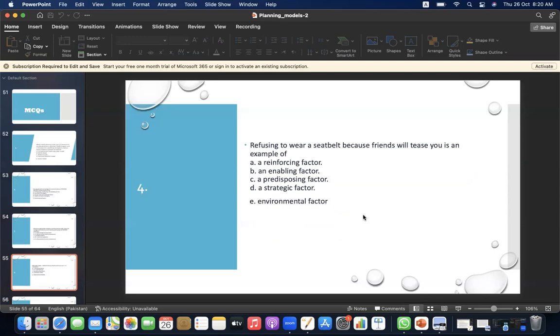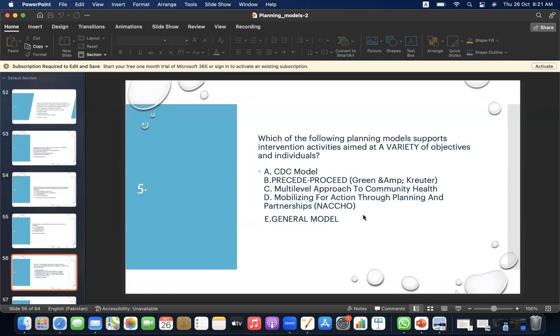Refusing to wear a seat belt because friends will tease you is an example of A, reinforcing factor, B, enabling factor, C, predisposing factor, D, strategic factor, or E, environmental factor. A? No, that's B, it's enabling factor.